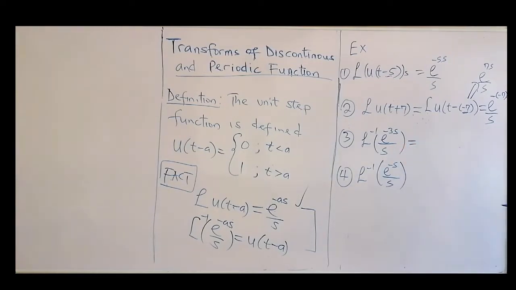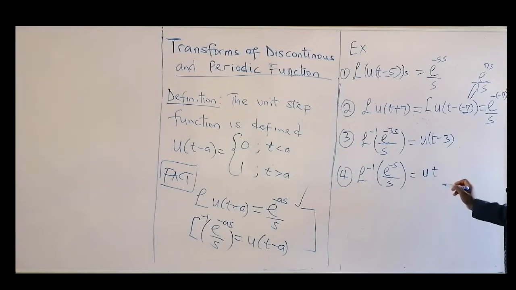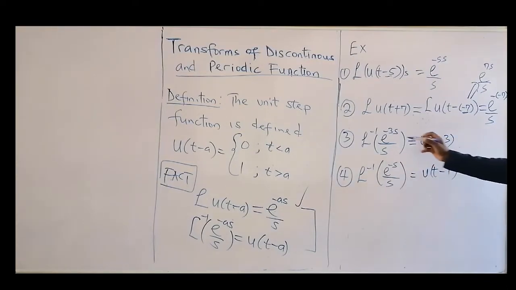Then look at this one. This one is saying move from the right hand side to the left hand side, find the inverse of this fraction. This is very simple. This will be equal to u of t minus 3. So that's that case. And then the last one here will also be u of t minus 1. If you take the Laplace of this, you're going to get this function back. If you take the Laplace of this also, you get this fraction. Okay, so let's go on.